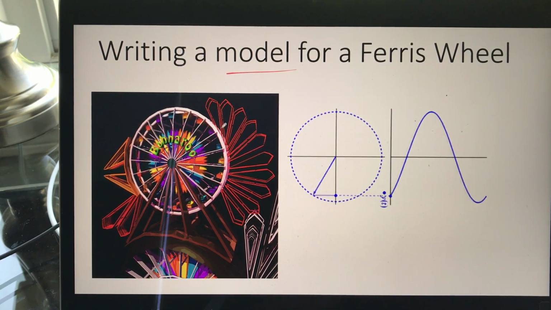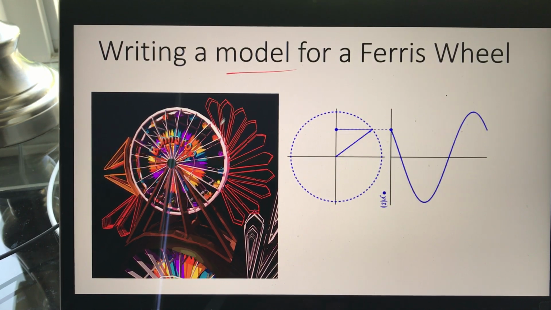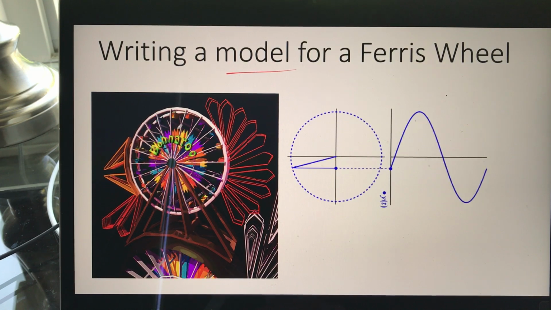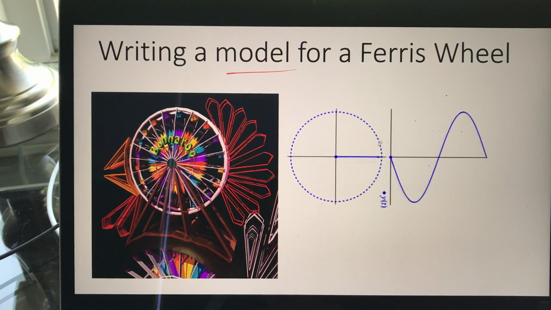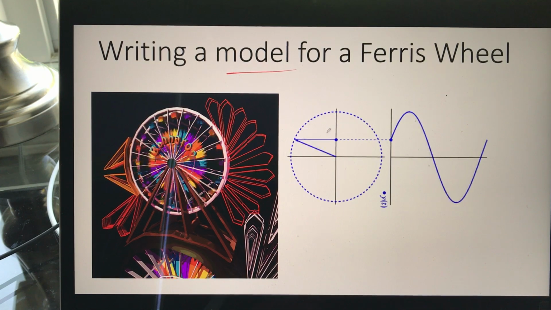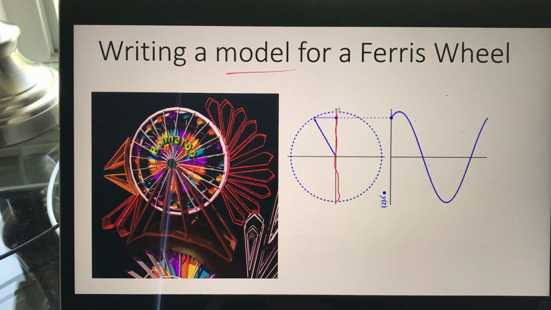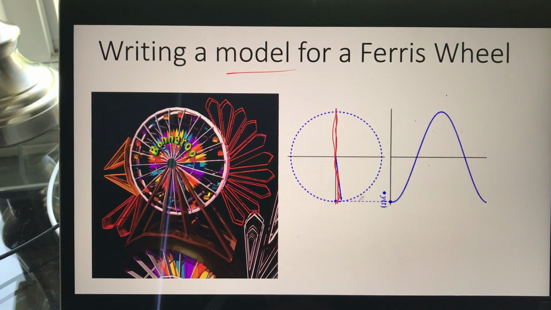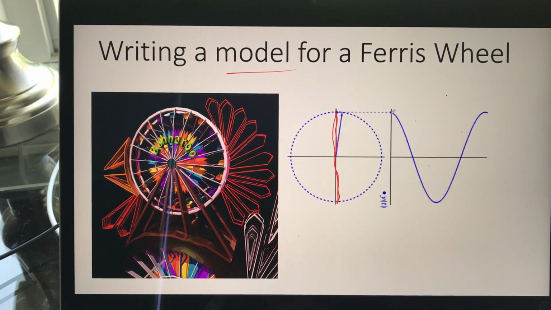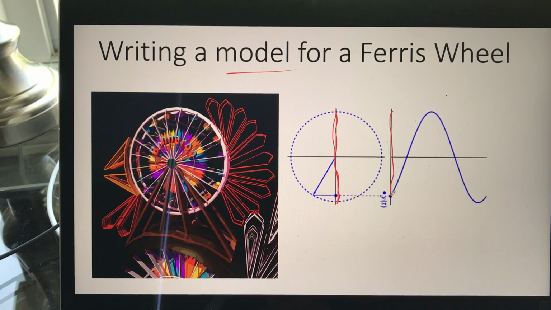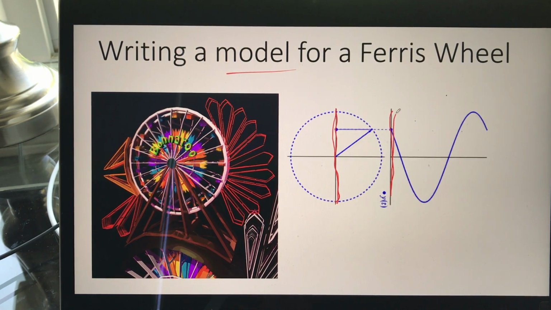So really we're going to try to visualize this structure, this Ferris wheel here on the left, as simply an object moving around in a circle. We're going to focus on the height. See how this dot is moving up and down the y-axis? It's the height that we're going to care about. And here's the wave that gets created over here from measuring that height.